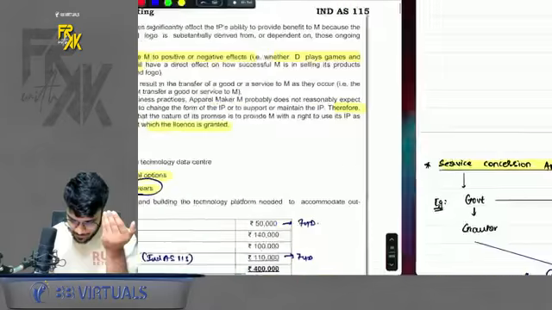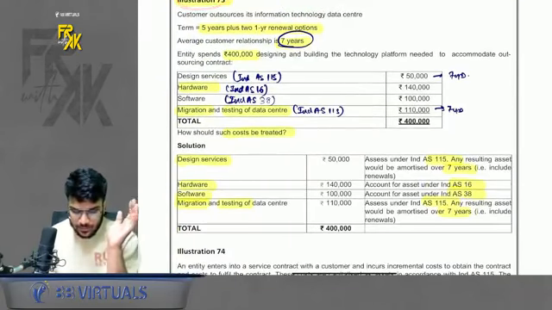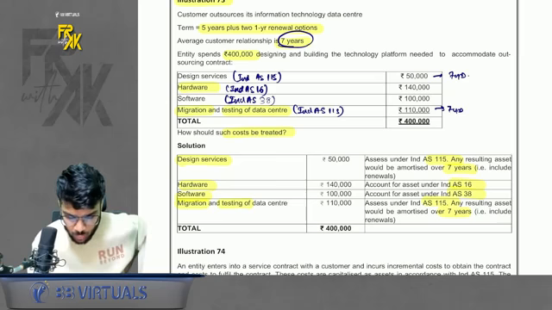Now to understand this better, we have one simple illustration. I will show it to you. Illustration number 73. What does it say? Let's say there is a contract which has a tenure of 5 years plus 2 one-year renewal terms.